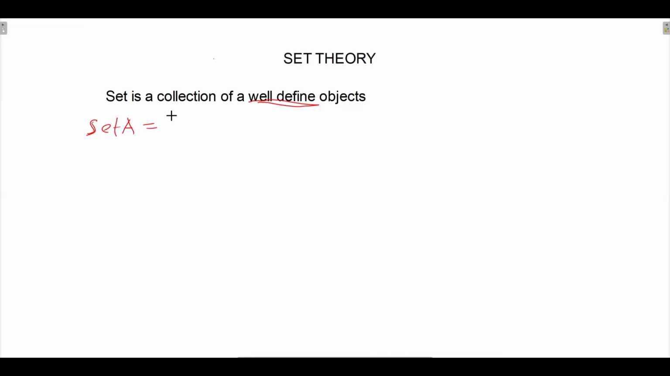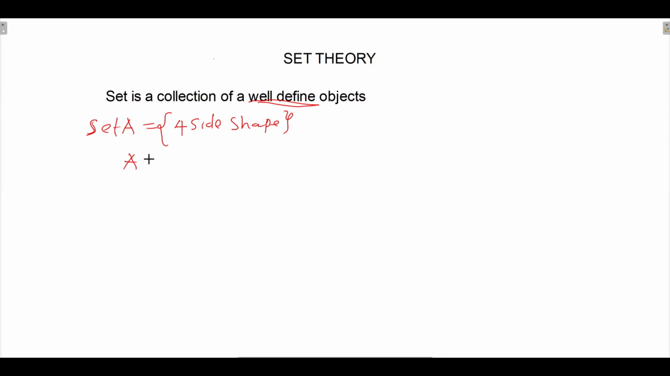A, that means a set is denoted with a capital letter, and the symbol we use to write it is a curly bracket, something like this. Now if the definition of the set is not well defined, I can't call it a set. So if I say set A is a four-sided shape, this thing is well defined.